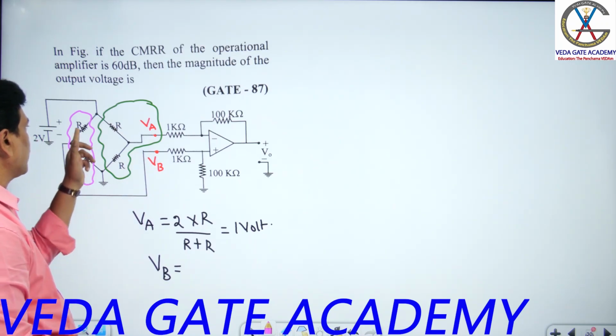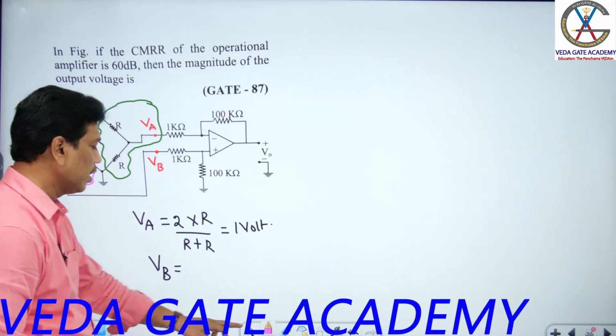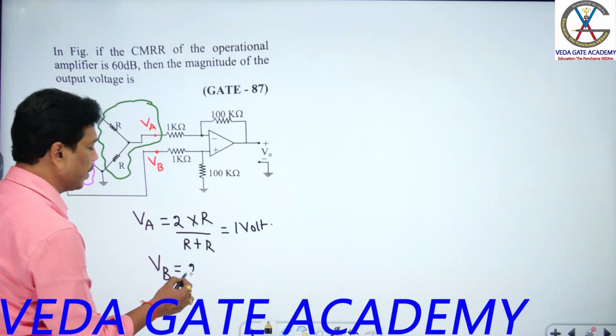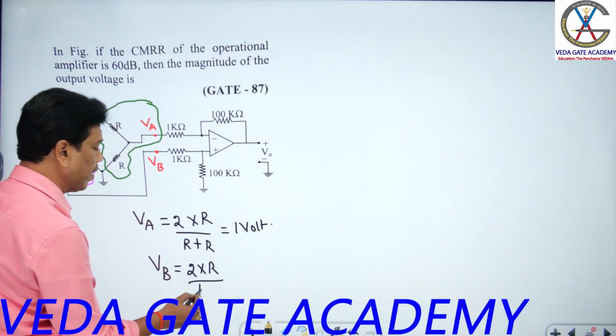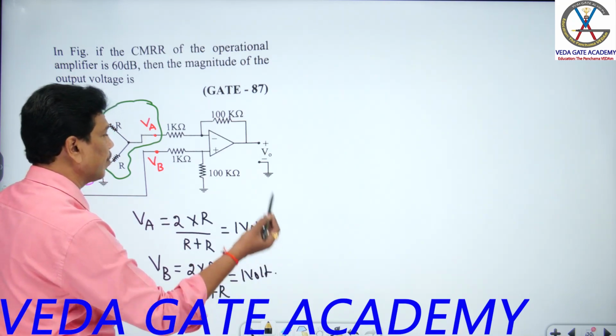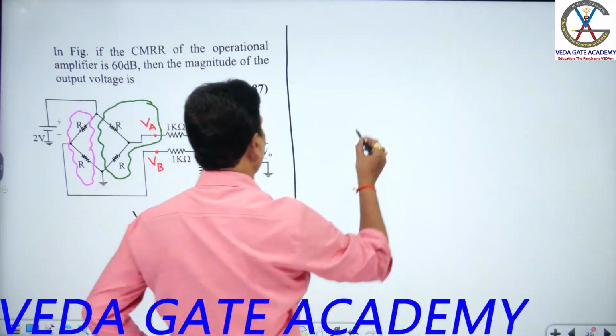Non-inverting to ground, this R is there. This R again forms a divider with this R from the supply of 2 volt. Then what is that VB you are able to get, sir? Again that equal to 2 into R by R plus R. That again is 1 volt. Confirm? Based on that, now I can redraw the circuit diagram, sir.